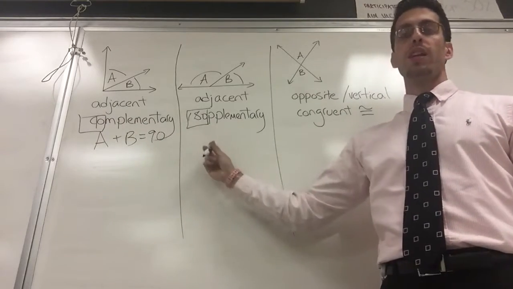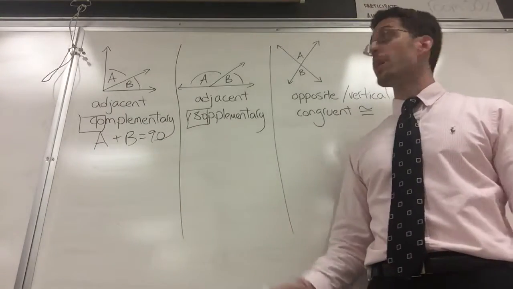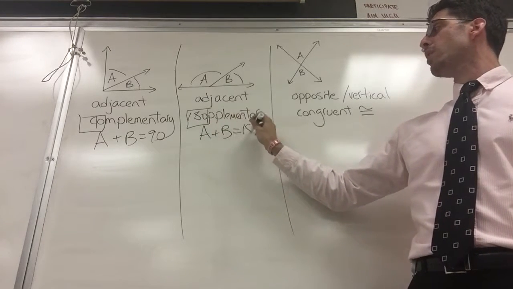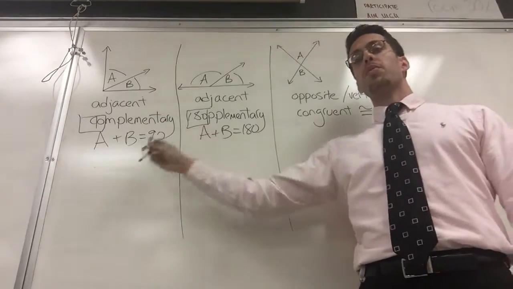Try to make an equation like I did. How would you make an equation with A and B? A plus B equals 180. So remember the different categories.